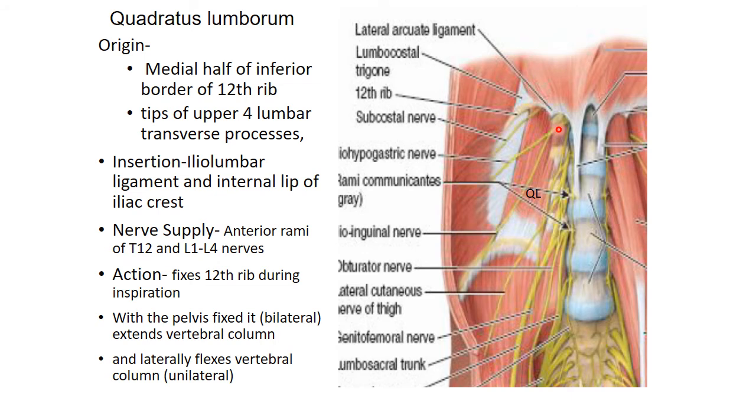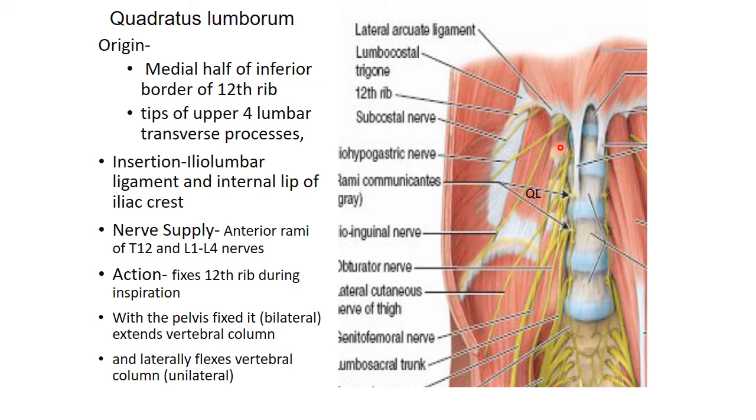Then the action. This muscle is extending from the iliac crest to the 12th rib. So the most important action of the quadratus lumborum is that it is a muscle of inspiration. When it contracts, it causes fixation of the 12th rib. The 12th rib also gives attachment to the diaphragm above. So when the 12th rib is fixed, in that case, the diaphragm can descend, making this as the base, the fixed point. The diaphragm can descend down effectively in inspiration. So it fixes the 12th rib during inspiration. So it is considered a muscle of inspiration.